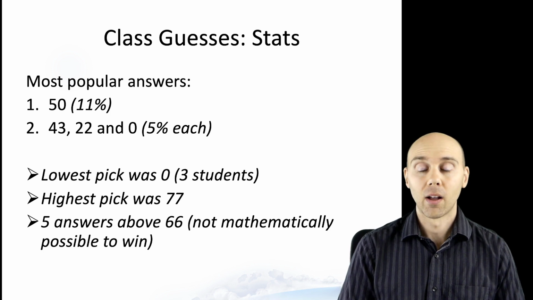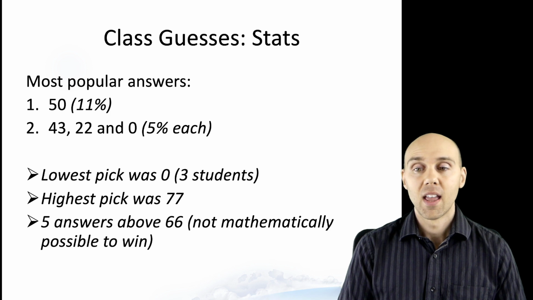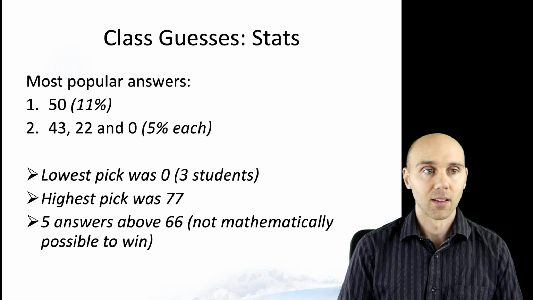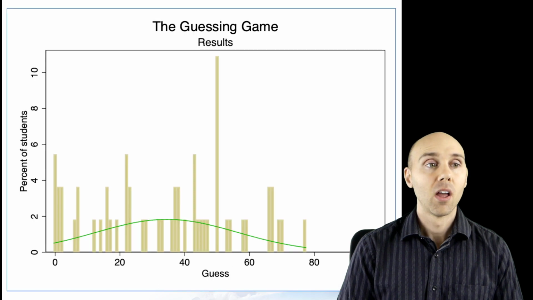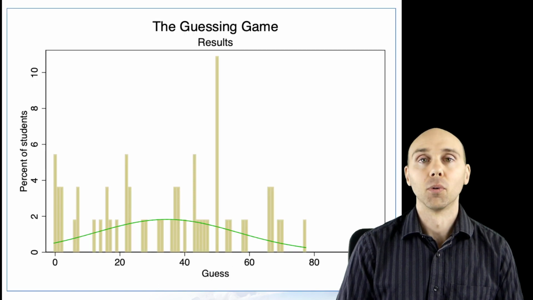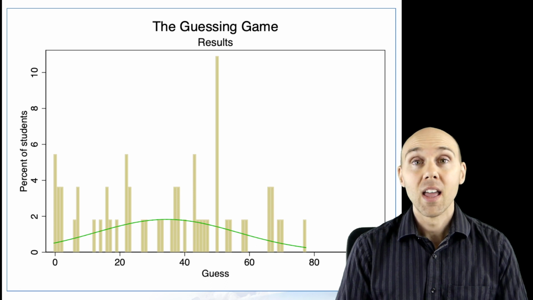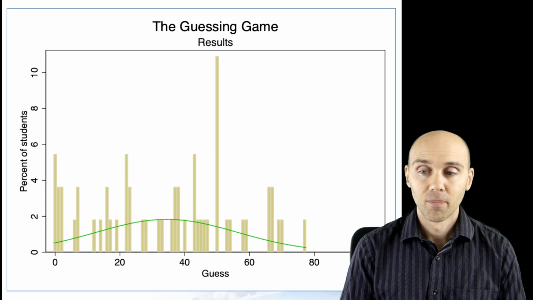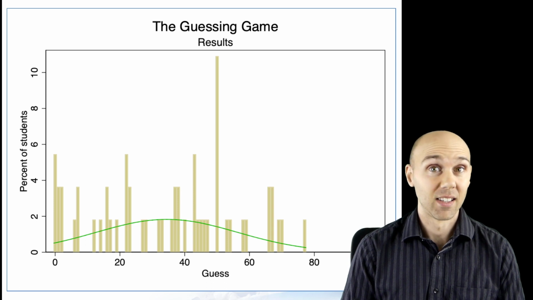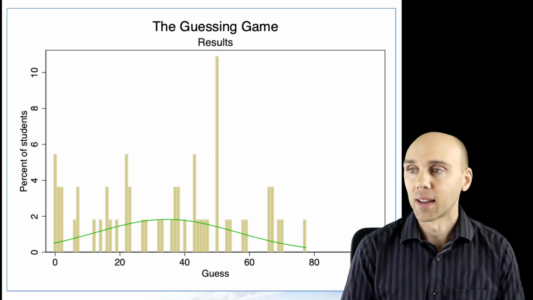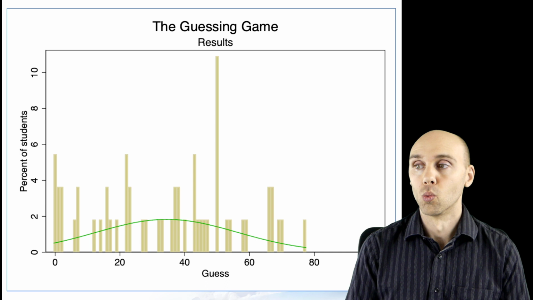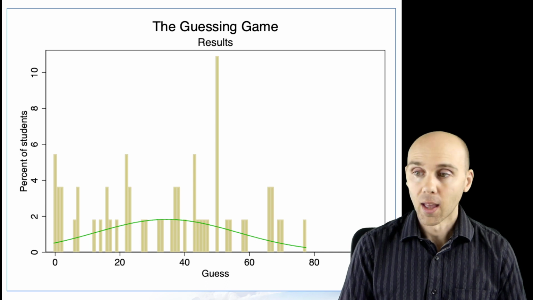Now anything above 66.67 is not mathematically possible to be the correct answer. And why is that? Well, you want to get as close as possible to 2/3 of the winning number. Even if all the other students in the class chose 100, the winning number would be 67. So it doesn't really make any sense to choose numbers above 66 unless you think that everybody else in the class is really not paying attention.